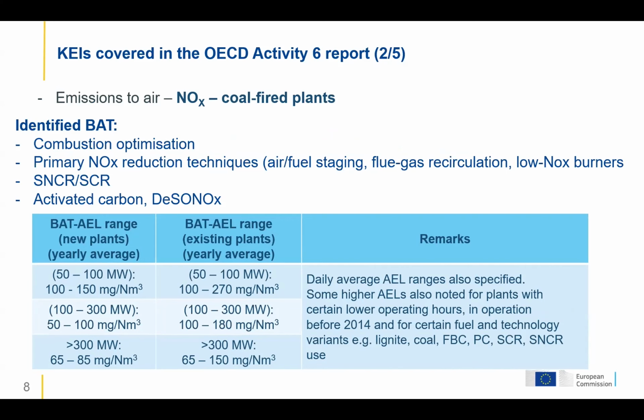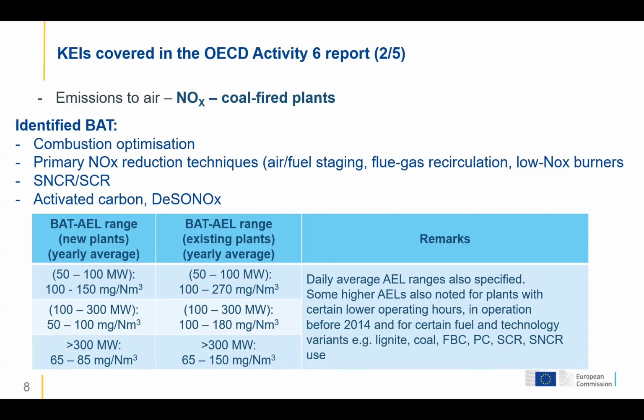Perhaps we can move on to the next slide, which is associated again, in the case of coal-fired plants, with NOx emissions. Here, the identified best available techniques are related to combustion optimization, primary techniques for the reduction of nitrogen oxide emissions, such as air staging or fuel staging, flue gas recirculation, low NOx burners, SNCR, SCR, and activated carbon injection, or again the combined techniques for abatement of SOx and NOx.